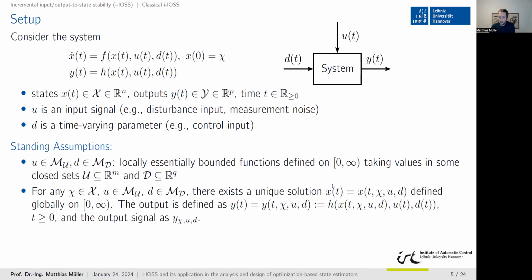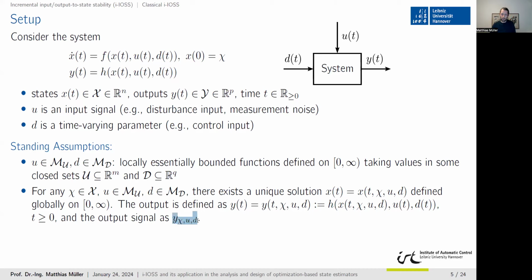And as usual, I denote the solution x of t to my system, sometimes using this long notation, x of t, chi, u, d, right? So the solution at time t starting at the initial condition chi and being driven by the disturbance input signal u and the control input signal d. And the corresponding outputs I define analogously, so y of t, chi, u, and d. This notation I also sometimes use throughout the talk. The complete output signal I then denote by y with subscript chi, u, d.